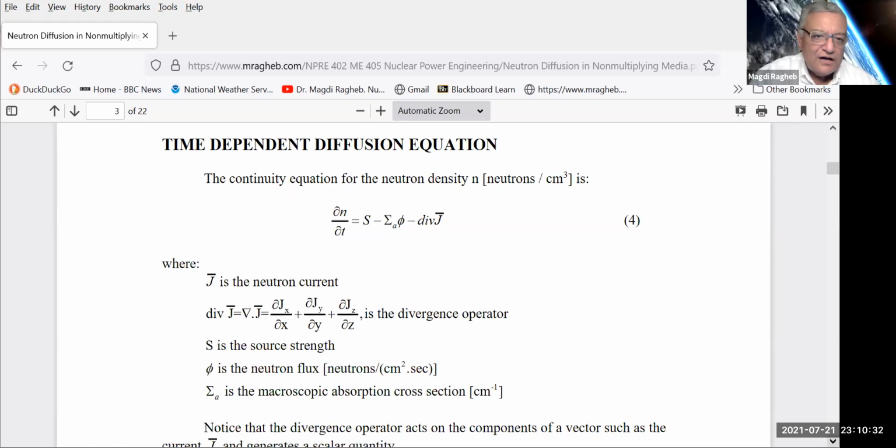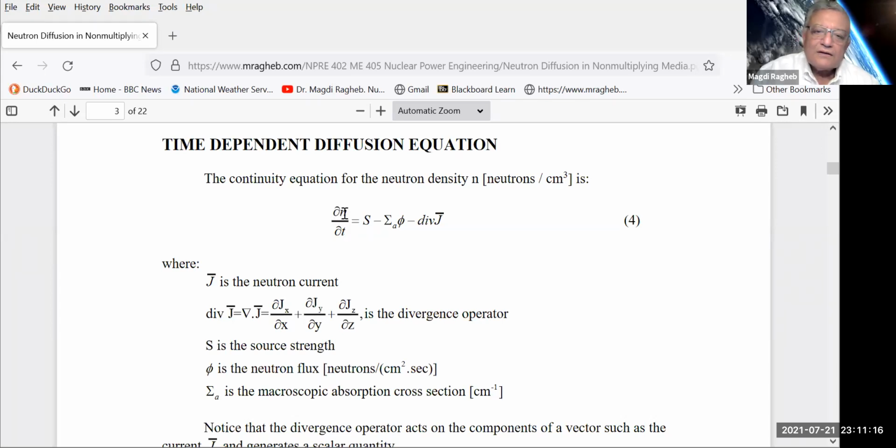Remember the equation now that we derived last time, the time-dependent equation for the diffusion of neutrons, the continuity equation on any arbitrary volume capital V. It was equal to the partial derivative of the number density by dt, and that was equal to the source of the neutrons, the source strength, minus the absorptions, minus the divergence of the current normal to the surface. Remember, this would be a negative term. This is a loss term in the equation. So source minus absorption minus leakage is equal to the rate of change in the number density.